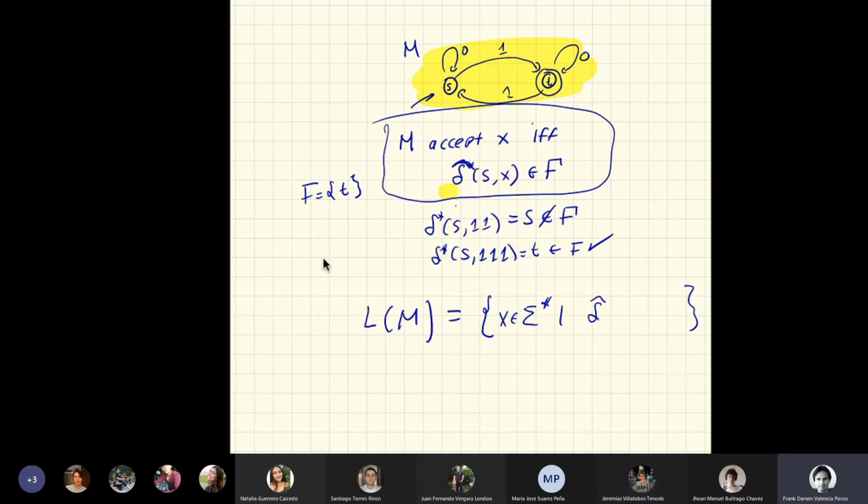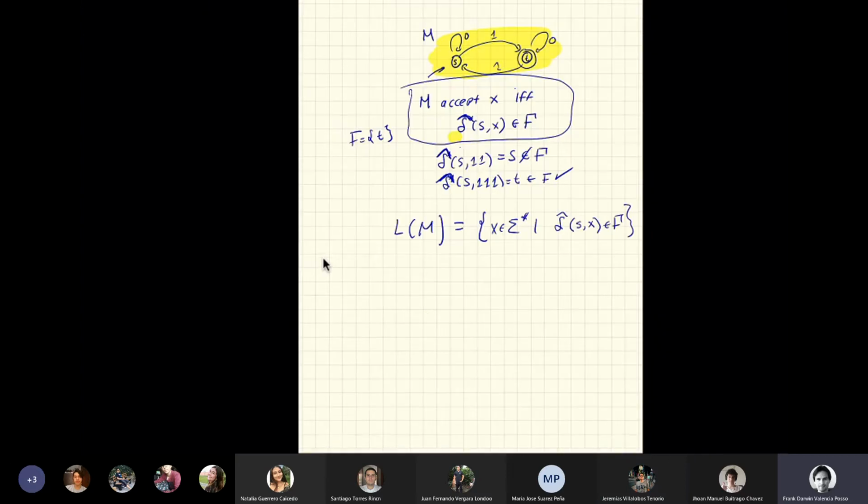I always write this star here because I usually call it delta star, but this book changes that notation, so it's okay. How do we represent any initial state, like with S? Yes, S and X is in F. Exactly. That's the language of the automaton.